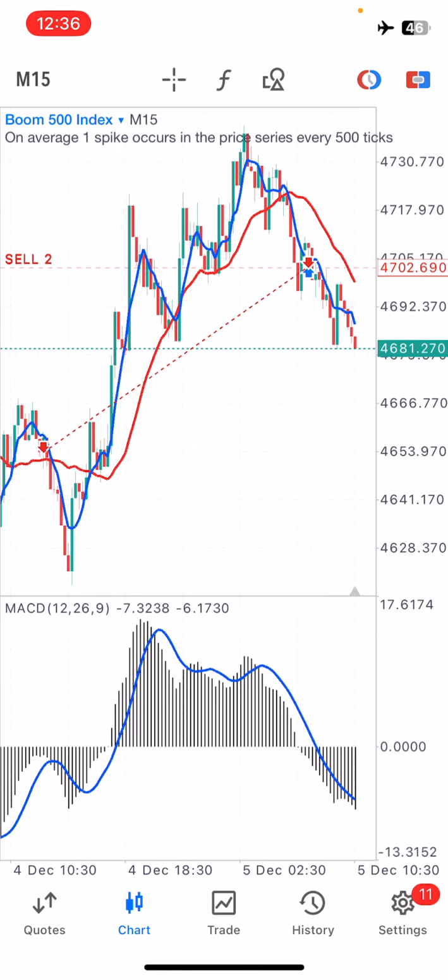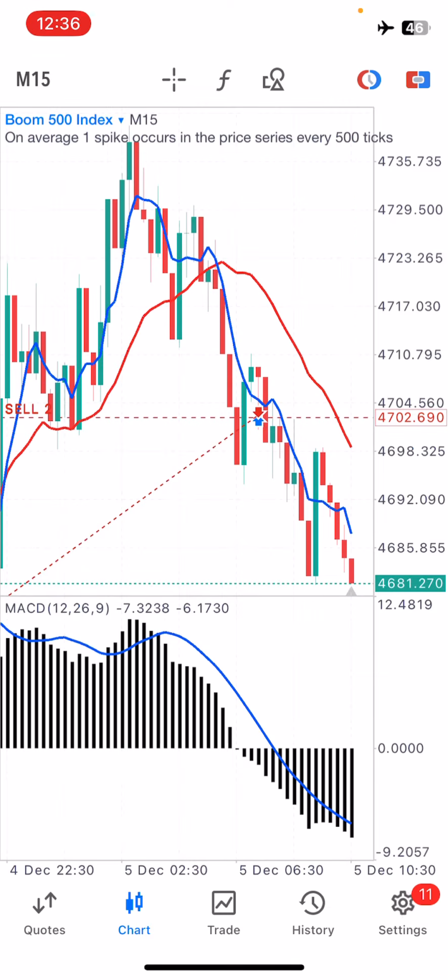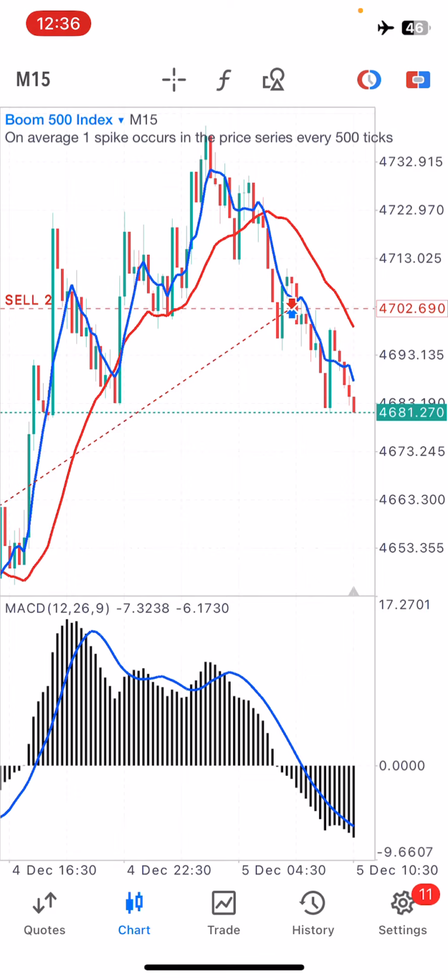As you can see, I'm in a very profitable trade of boom 500. We are selling, and I'm going to show you guys how I managed to get to this conclusion that we should sell boom 500. Now this strategy works on all boom and crash indices, be it boom 300, boom 500, boom 1000, crash 1000, crash 500, and crash 300. As long as you are on boom and crash, you can use this strategy.